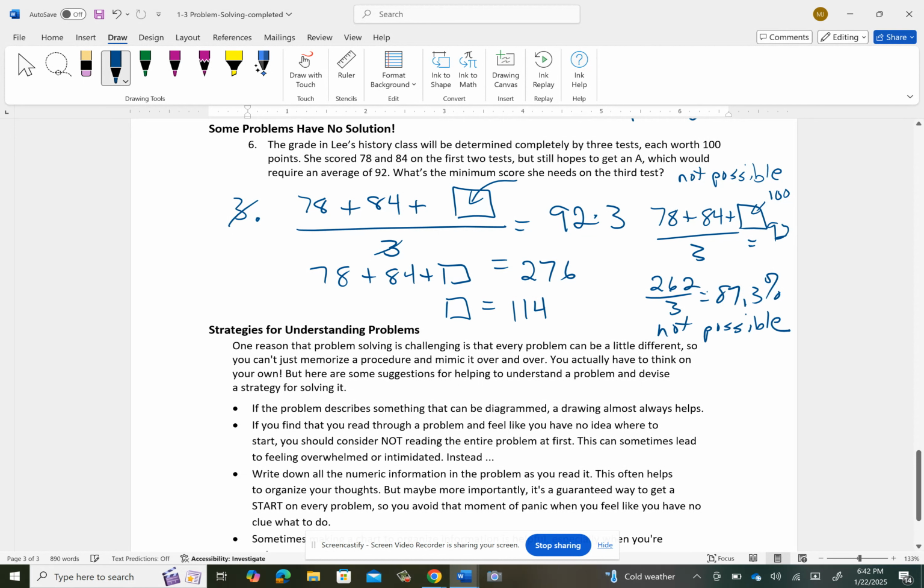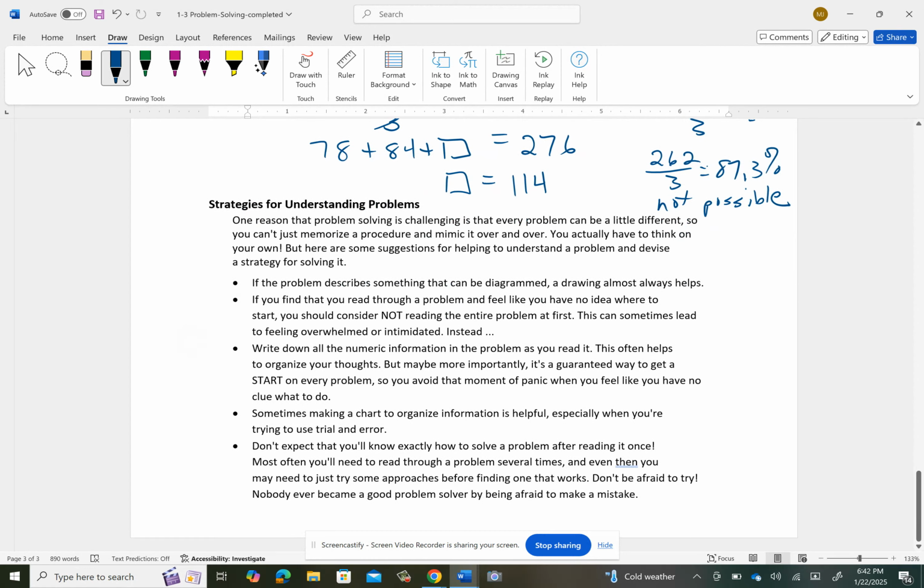Okay? All right, so when you're working through the homework on 1-3, there's going to be multiple approaches you could use. Just try to use some of your common sense and be persistent if it doesn't seem to work well the first time. Okay, so read through this right here when you get a chance. Problems can be different. There's not going to be like a set thing that works on every single problem. So some things to keep in mind. If it talks about a rectangle or like the plant problem, something that you can draw, a drawing almost always helps. Okay.